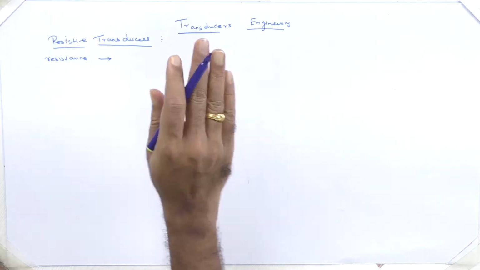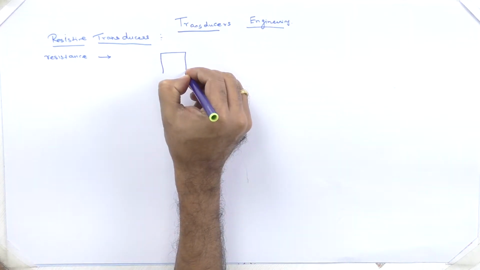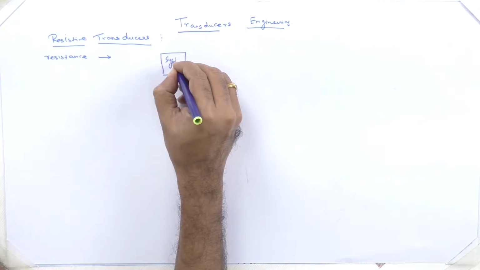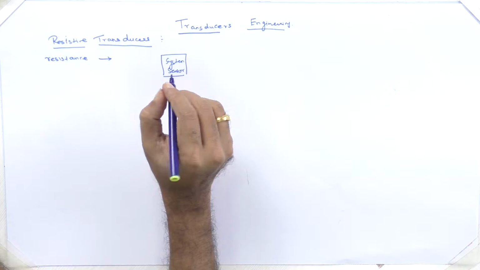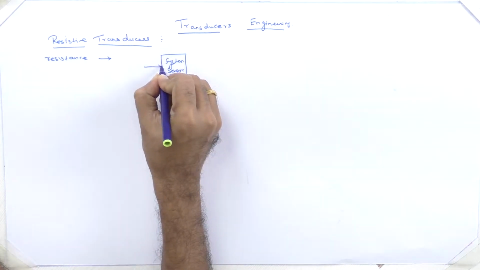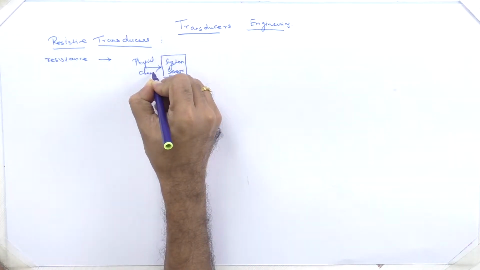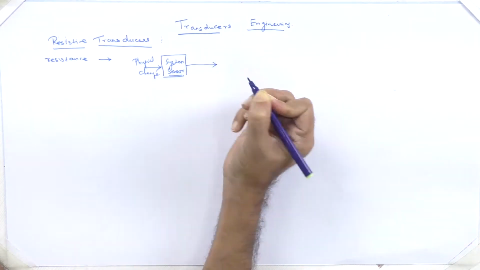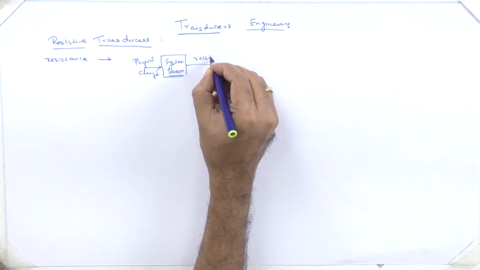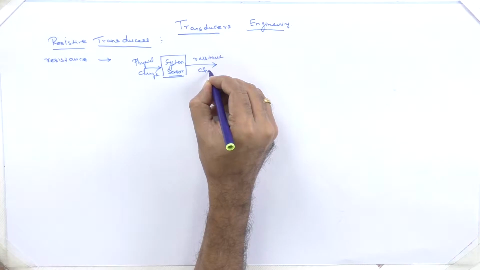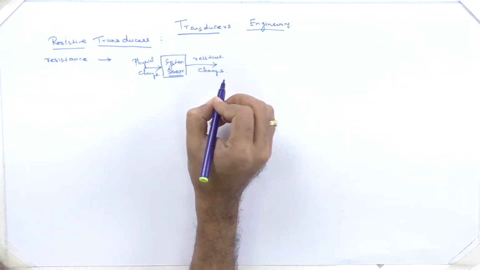For an input change, imagine this is your system or a sensor. Afterwards I won't use the word system. Here is our sensor, where there is going to be a physical change, and then that is going to be a resistive change, a resistance change. This is called a resistive transducer.